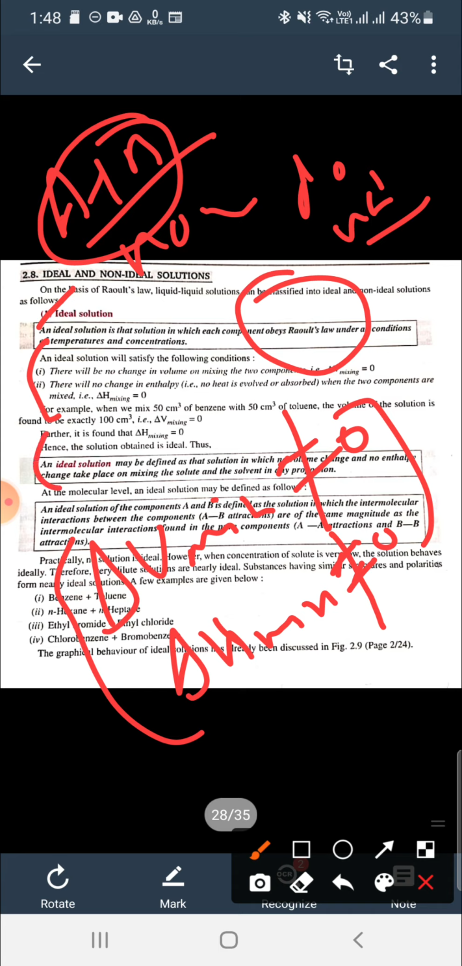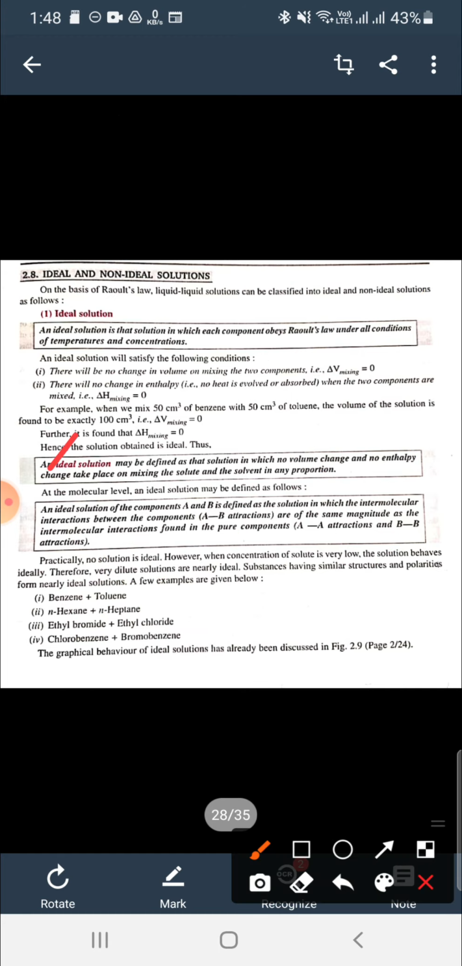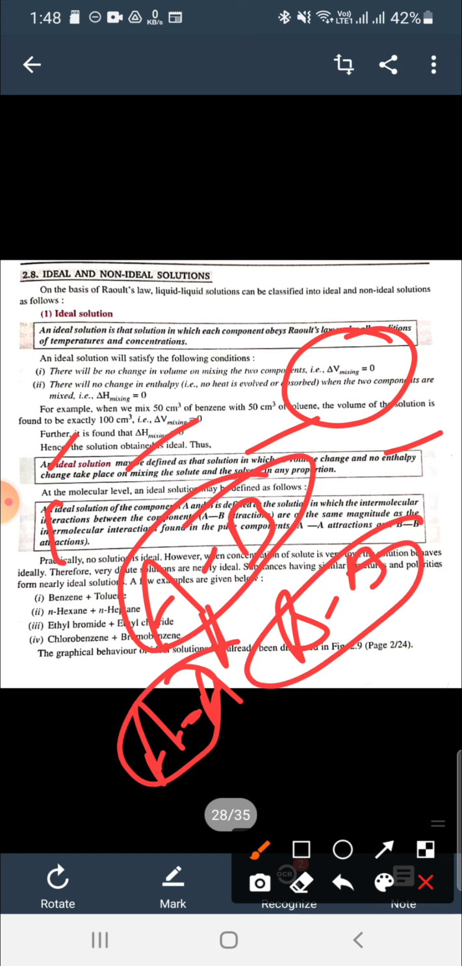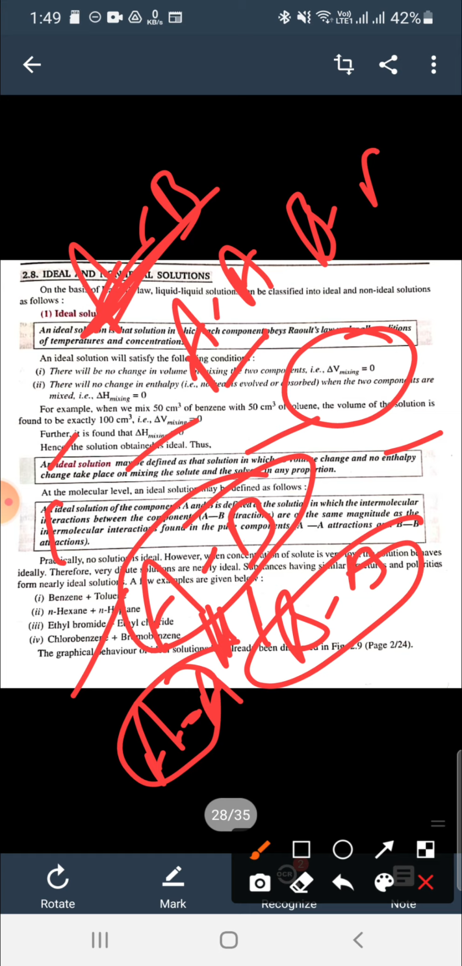The second definition of an ideal solution is the solution in which delta V mixing is 0, with no change in volume and no enthalpy change. The third definition is that the interaction between AB is the same as the interaction between AA and BB. And a non-ideal solution is one where the interaction between AB is different from the interaction between AA and BB.